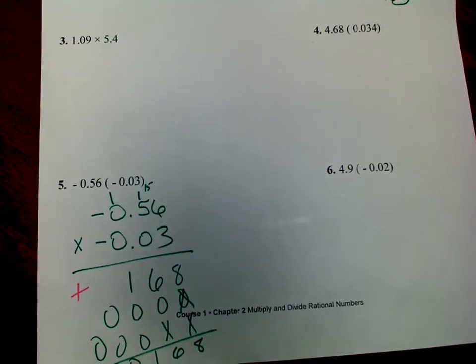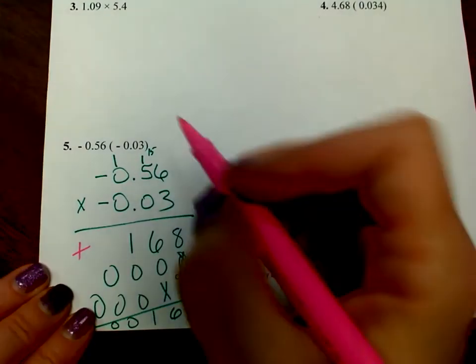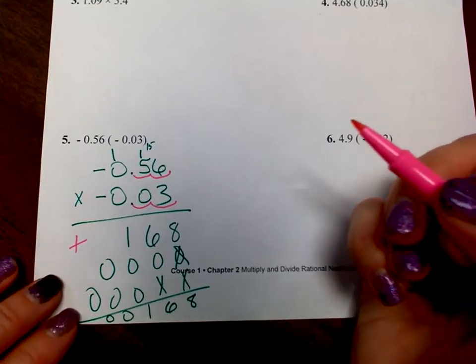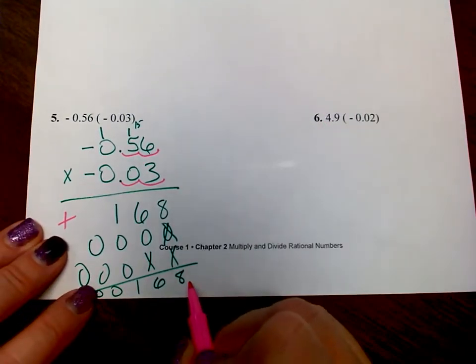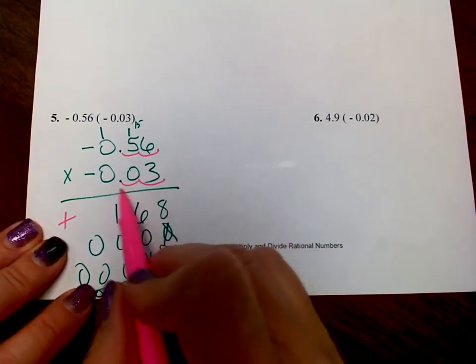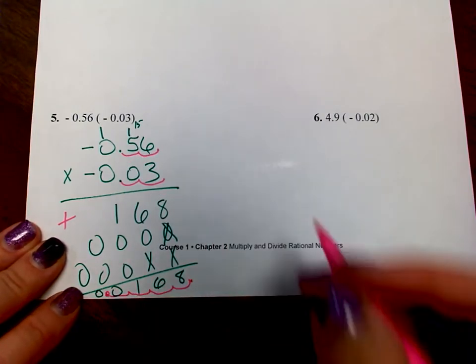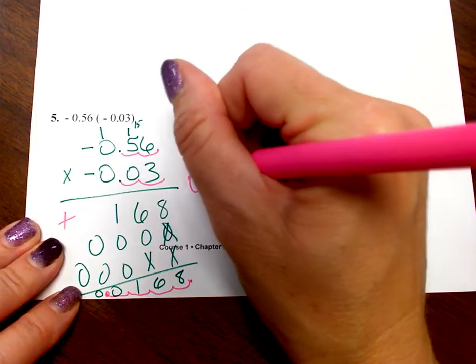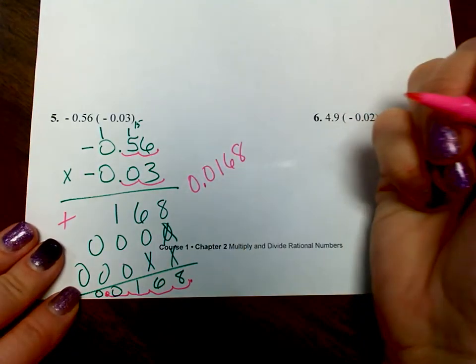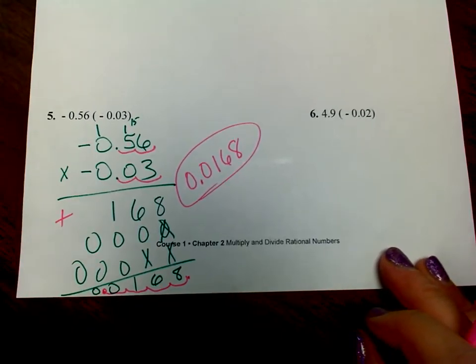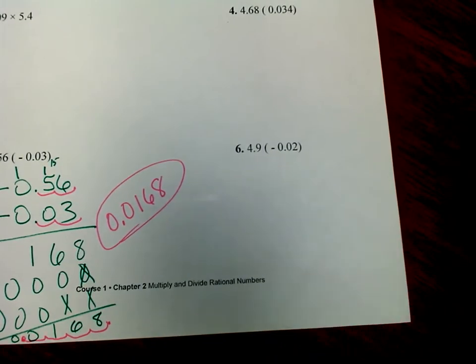And then you're going to count your places. I have 1, 2 places there. I have 1, 2 places here. So on your answer, you're going to start here and go in 4 places. 1, 2, 3, 4. So your answer should be 0.0168. So it's not much different than doing regular multiplication.